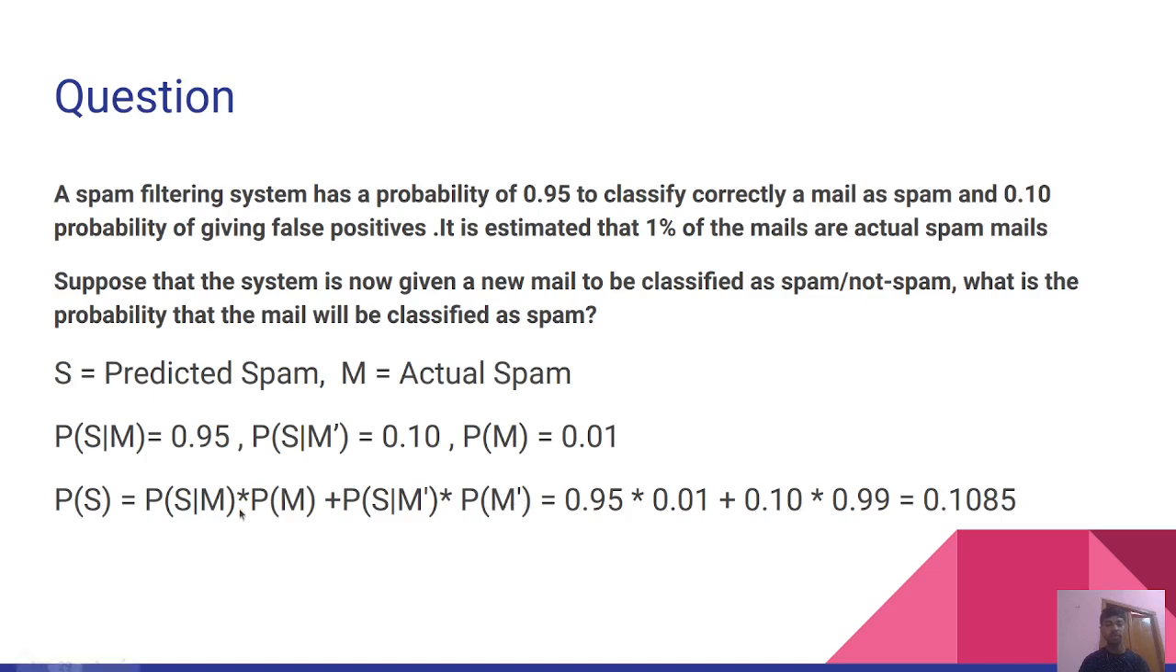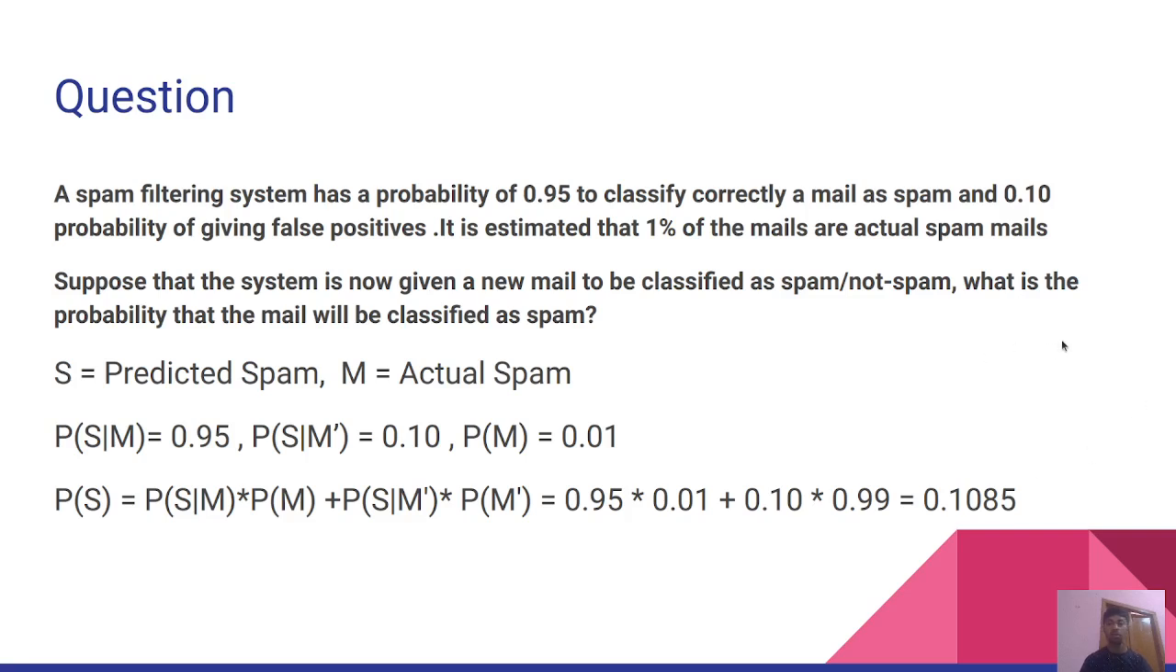So first P of S given M is this one, 0.95, and P of M, the probability that it is actually a spam, is 0.01. So we take the multiplication. Then S given M bar, that is 0.10 as from here, and P of M prime, not a spam, which is like 1 minus 0.01, so 0.9. Okay, so if we multiply this and add, the answer will come out to be 0.1085. So this is the answer.